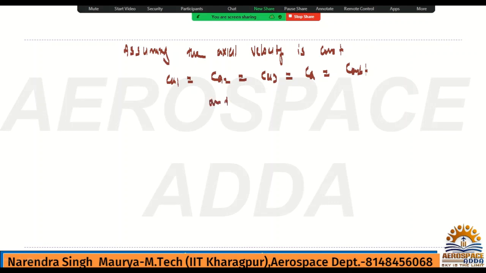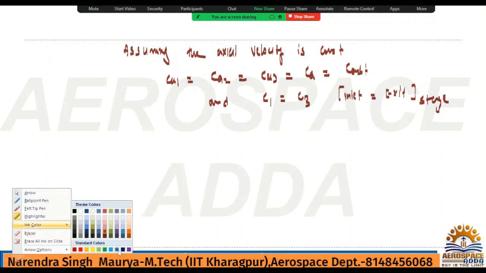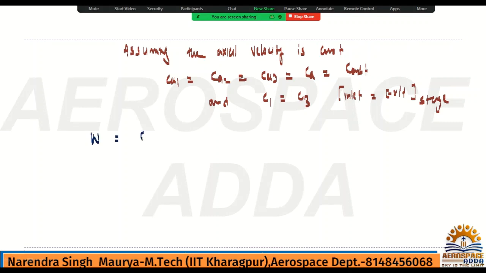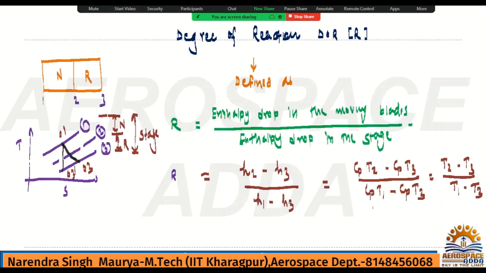And inlet and exit absolute velocity will be the same from one stage, inlet and exit, for the complete stage. So C1 will be equal to C3. Now if you check, the work is nothing but Cp (T01 minus T03). This is the stage work, and this you know very well. You can also write Cp (T1 minus T3). So in the denominator, it is Cp (T1 minus T3), which is the specific work.